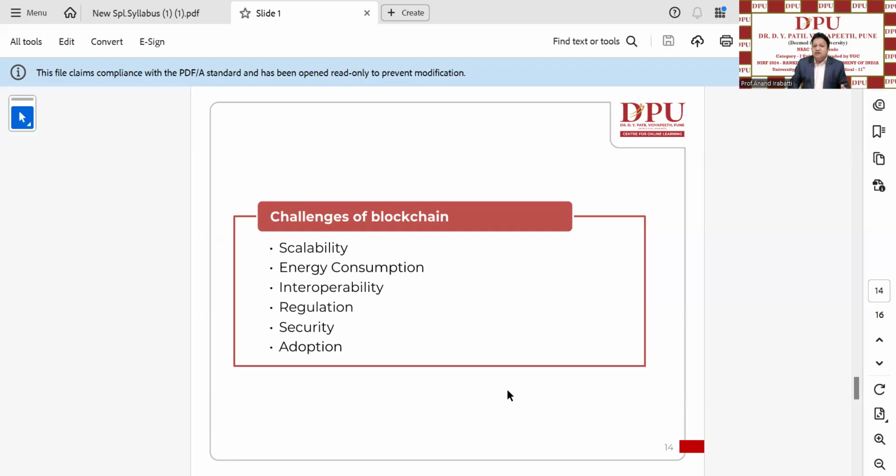Regulations, definitely. There are legal uncertainties in many countries, in many jurisdictions. Some of the countries are still not fully accepting blockchain technology. So regulations are a very important, very big challenge in case of scaling and enhancing blockchain technology in various regions.